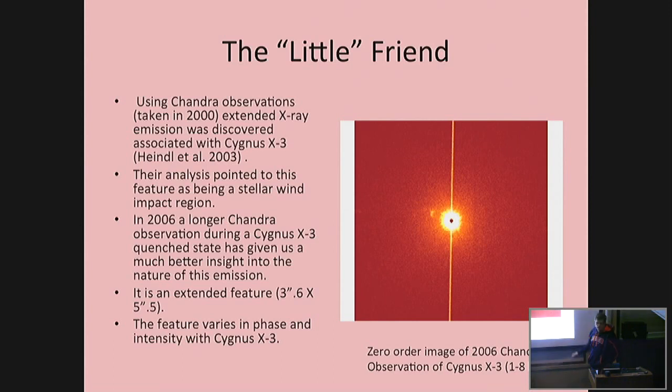First of all, this feature is extended, 3.6 by 5.5 arc seconds, so you can resolve it in Chandra. And it varies in phase and intensity with SIG-X3. SIG-X3 gets bright, it gets bright. If it were at the same distance as SIG-X3, that distance would be about 2.5, 3 light years. So it almost immediately responds, and it also varies in phase. There's a phase shift of about 0.56.